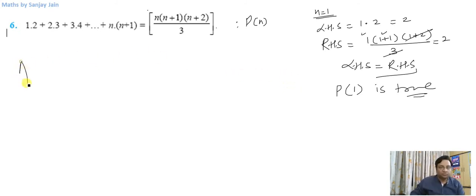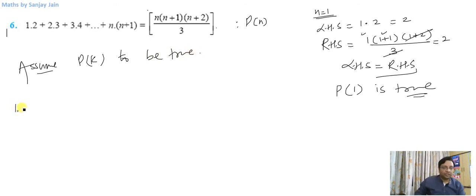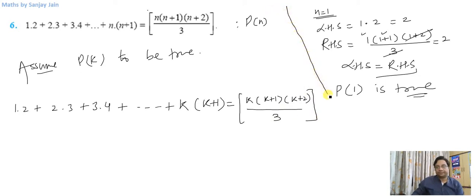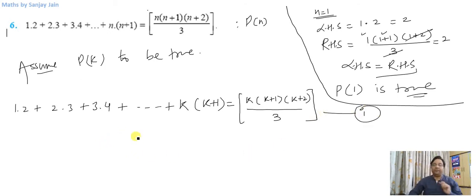Now we will assume pk to be true. That means 1 into 2 plus 2 into 3 plus 3 into 4 plus up to k into k plus 1 is equal to, on the right hand side, k into k plus 1 into k plus 2 divided by 3. Alright. Now this is my first equation, and using this I'll show that pk plus 1 is true.